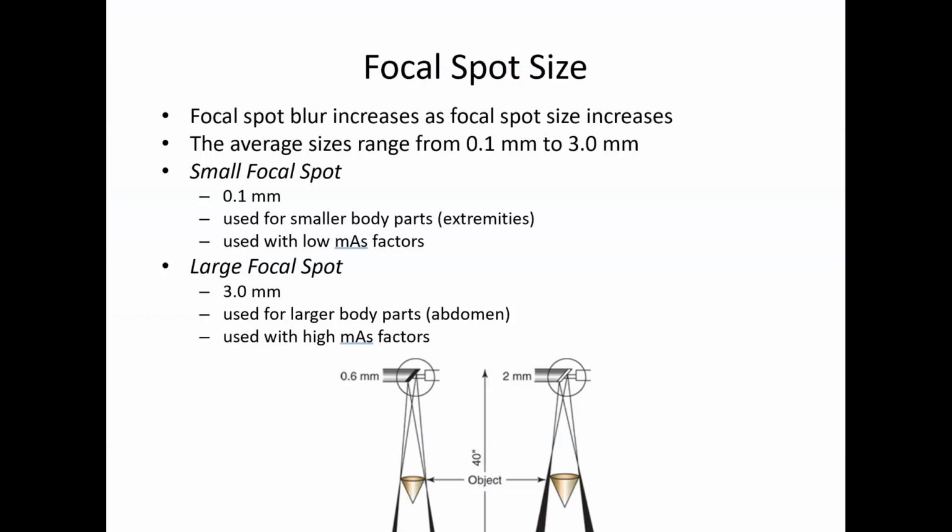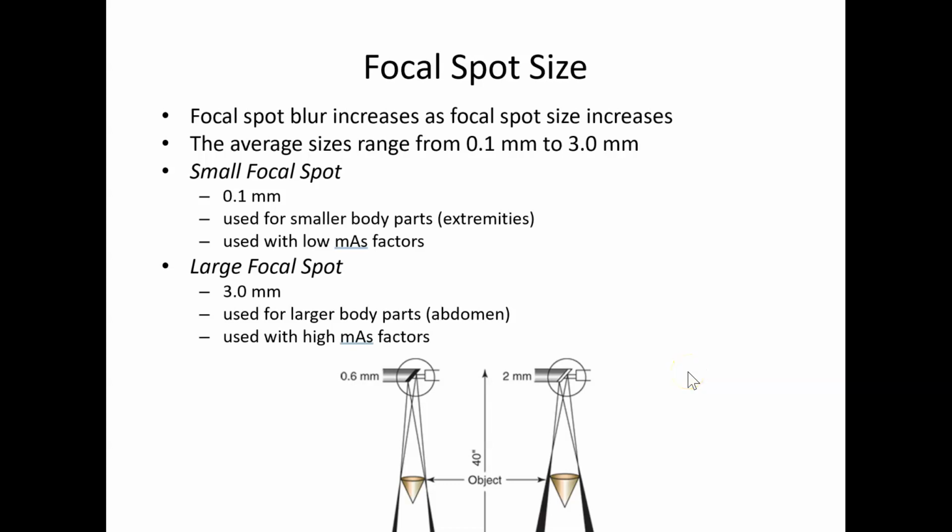Okay, another effect on recorded detail would be the focal spot size. And we know that we have small focal spot versus large focal spot. We use small focal spot for smaller body parts. And we also know that because of the level of heat created with higher techniques, we need a larger focal spot in order to contain all of the heat created from that large technique that we use.